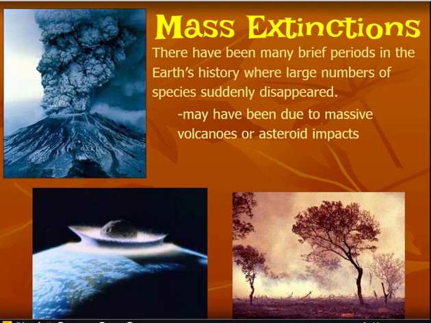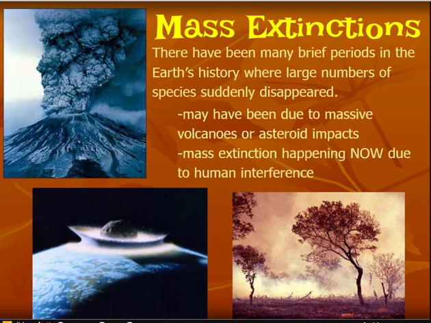Any of those that disrupt the environment dramatically can kill off many, many species, and then life has to sort of start over again. The mass extinction happening now again is due to human interference. And that's it.